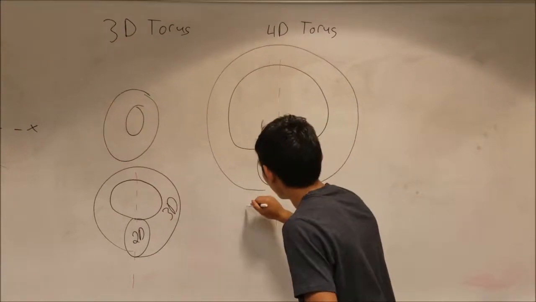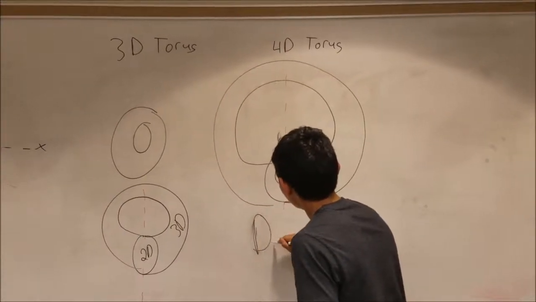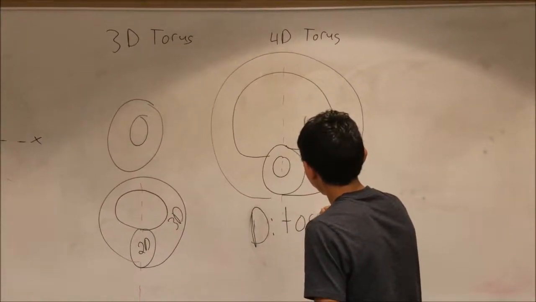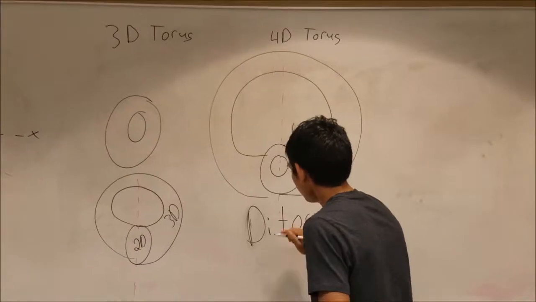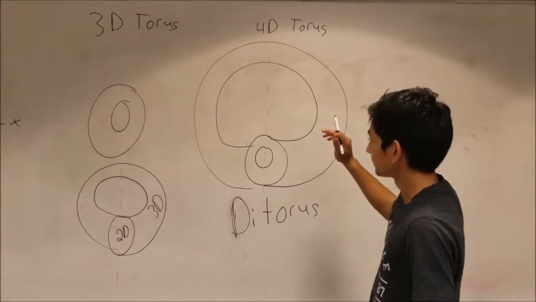it's called a ditorus. So now we want to figure out what the volume of this ditorus is.